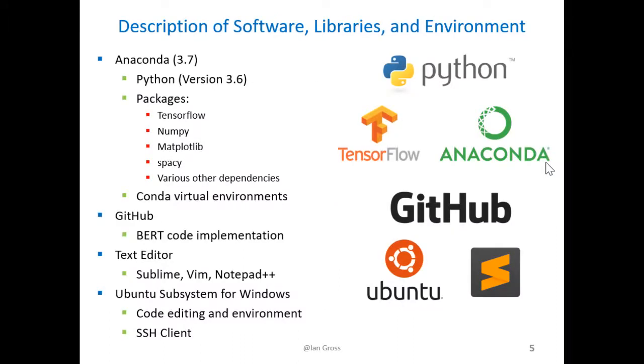So to go through briefly the software, libraries, and environment, I'm using Anaconda 3.7 to manage everything. Python 3.6, various packages such as TensorFlow, NumPy, Matplotlib, and spaCy. And I use Conda virtual environments to manage this. GitHub has the code implementation of the original BERT model. And I use a text editor to modify the code, and Ubuntu subsystem for Windows for actually running things and SSHing into the cluster.